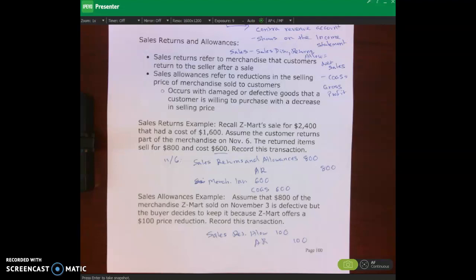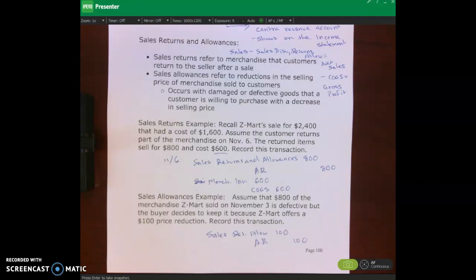So I just wanted to return back to this example and reiterate some of the more important points about these journal entries here. And then that concludes our discussion about sales returns, allowances, and sales discounts. And then I'll do some practice problems associated with that.